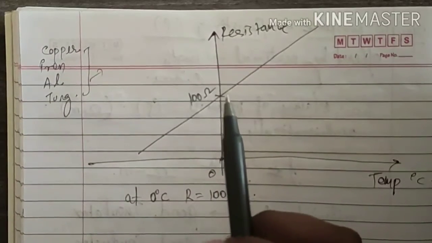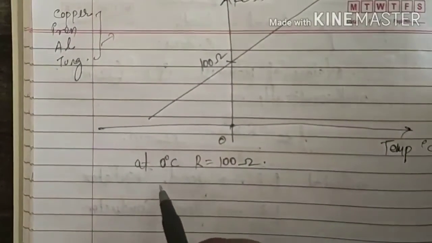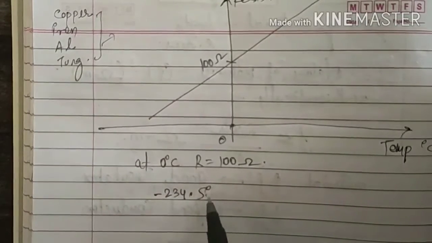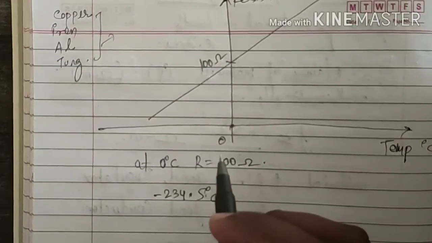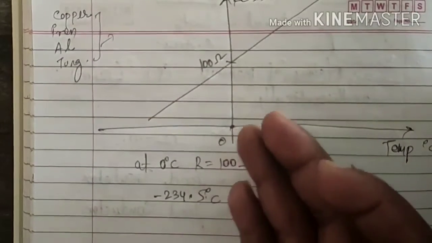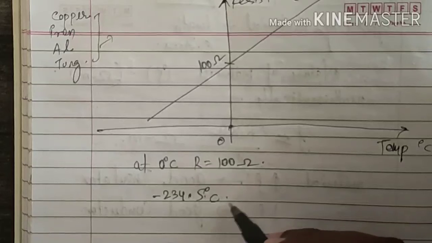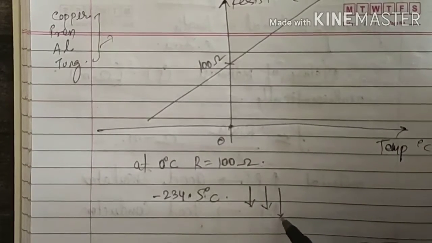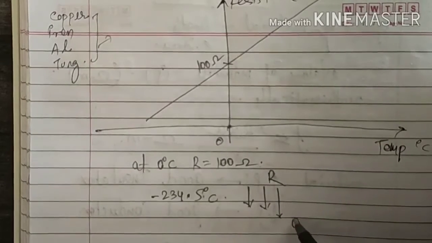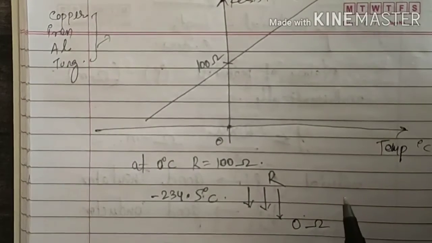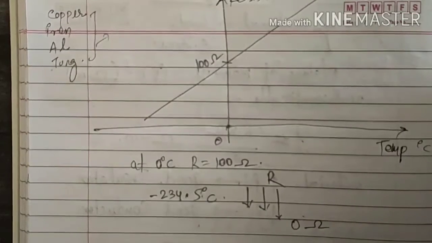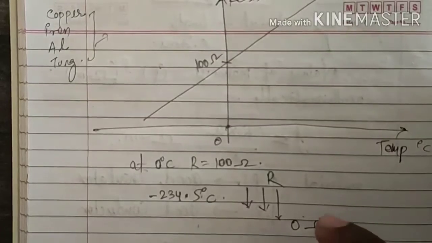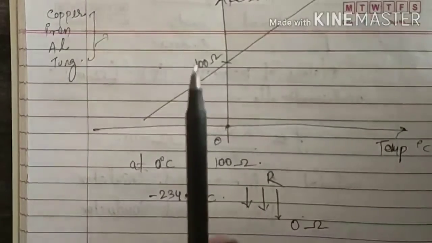However, if the temperature is decreased to minus 234.5 degrees Celsius, then its resistance also decreases in proportion. The resistance value becomes 0 at this point. Means at this temperature the resistance value decreases and comes to 0 ohm. So this is how the temperature of any conducting pure metal behaves.